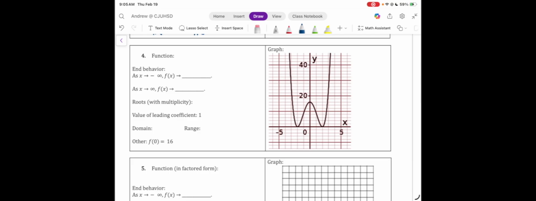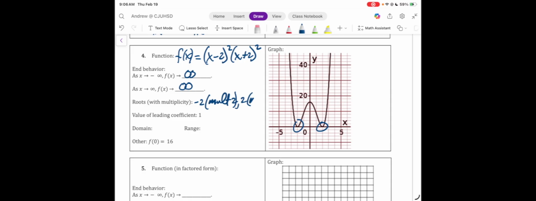Okay, number 4 looks like the letter W. So you got a bouncer here and a bouncer here. So that'll take care of the 4th power. So we can figure out the function. It goes through positive 2 and bounces. It goes through negative 2 and bounces. The end behavior is that it's coming from the top and it's leaving to the top. The roots are negative 2 with a multiplicity of 2 and positive 2 with a multiplicity of 2.